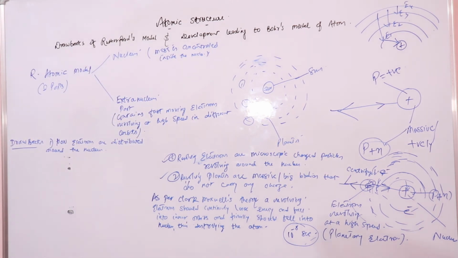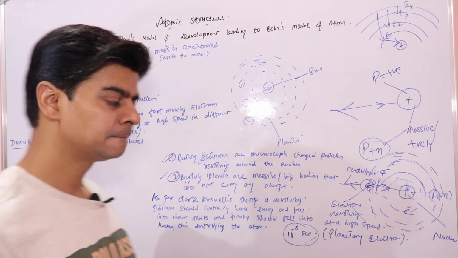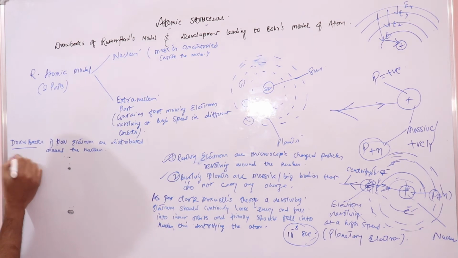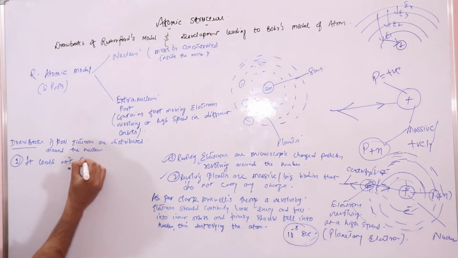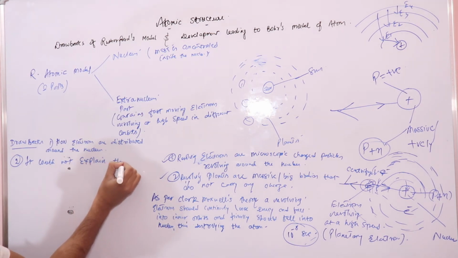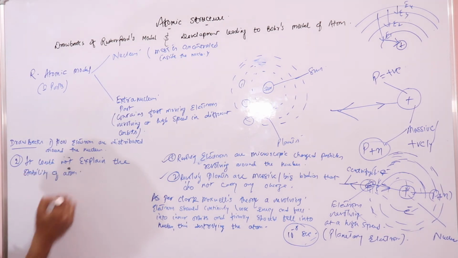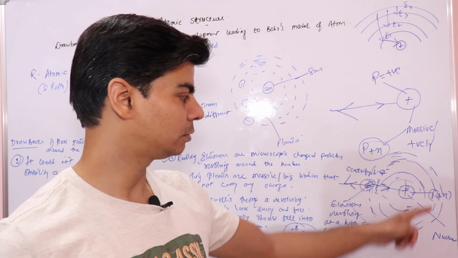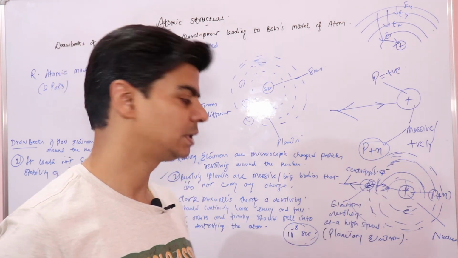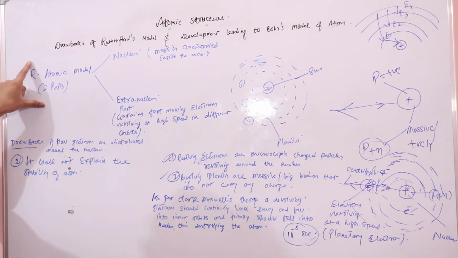It could not explain the stability of atom. First was how electrons are distributed around the nucleus. It could not explain this. And the second was it could not explain the stability of atom, because based on his explanation, the electron should fall into the nucleus, which is contradictory to what we say, that atom is stable. So these are two main drawbacks of the Rutherford atomic model.